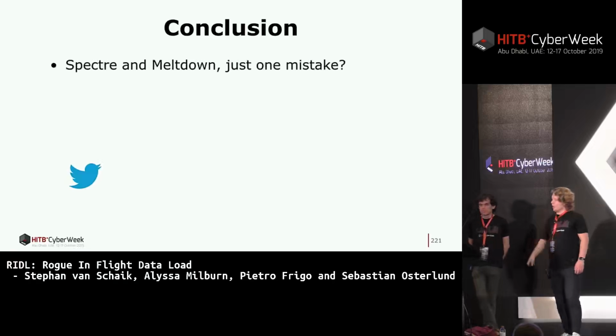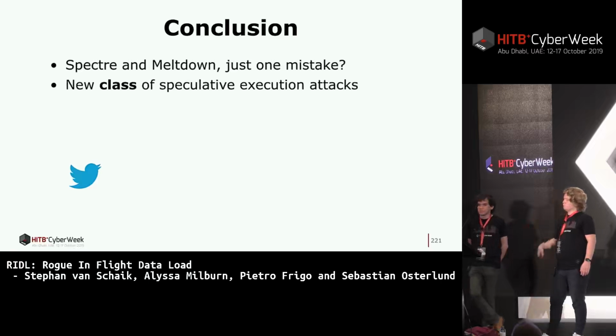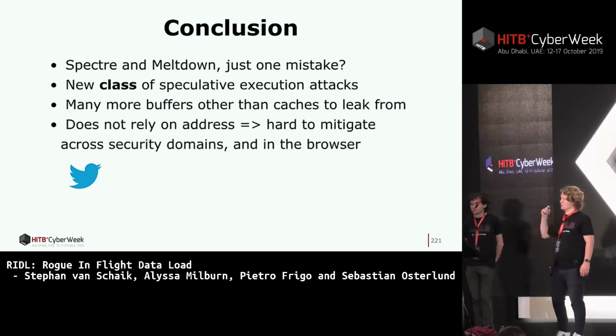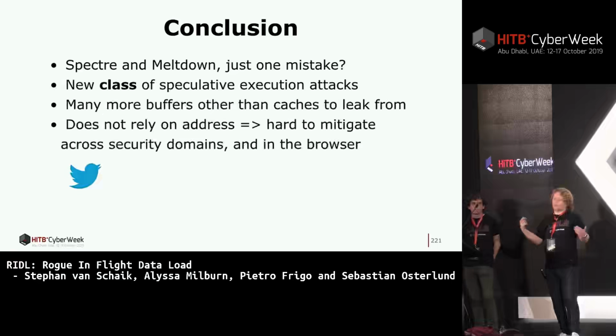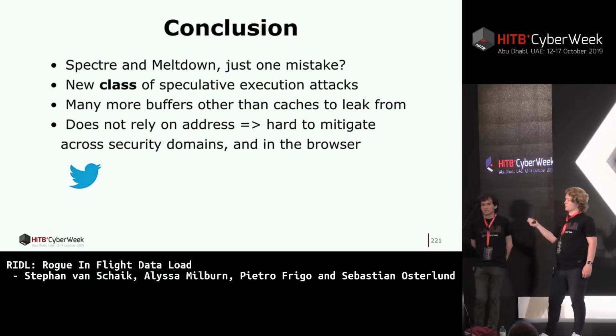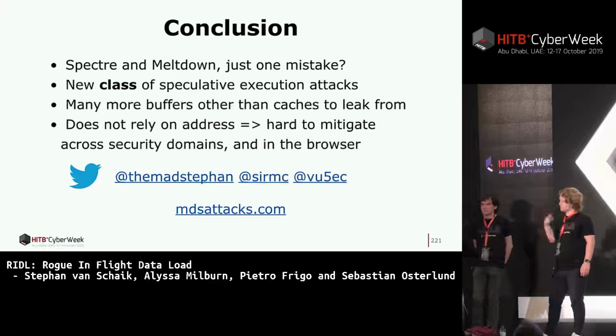So, conclusion: we thought Spectre and Meltdown were just one mistake. Well, I think we were wrong. We have presented RIDL, a new class of speculative execution attacks. We can leak from many more buffers than just the caches, from all of these other internal CPU buffers. And most importantly, RIDL does not rely on addressing, so it's very hard to mitigate properly, especially across security domains and in the web browser.